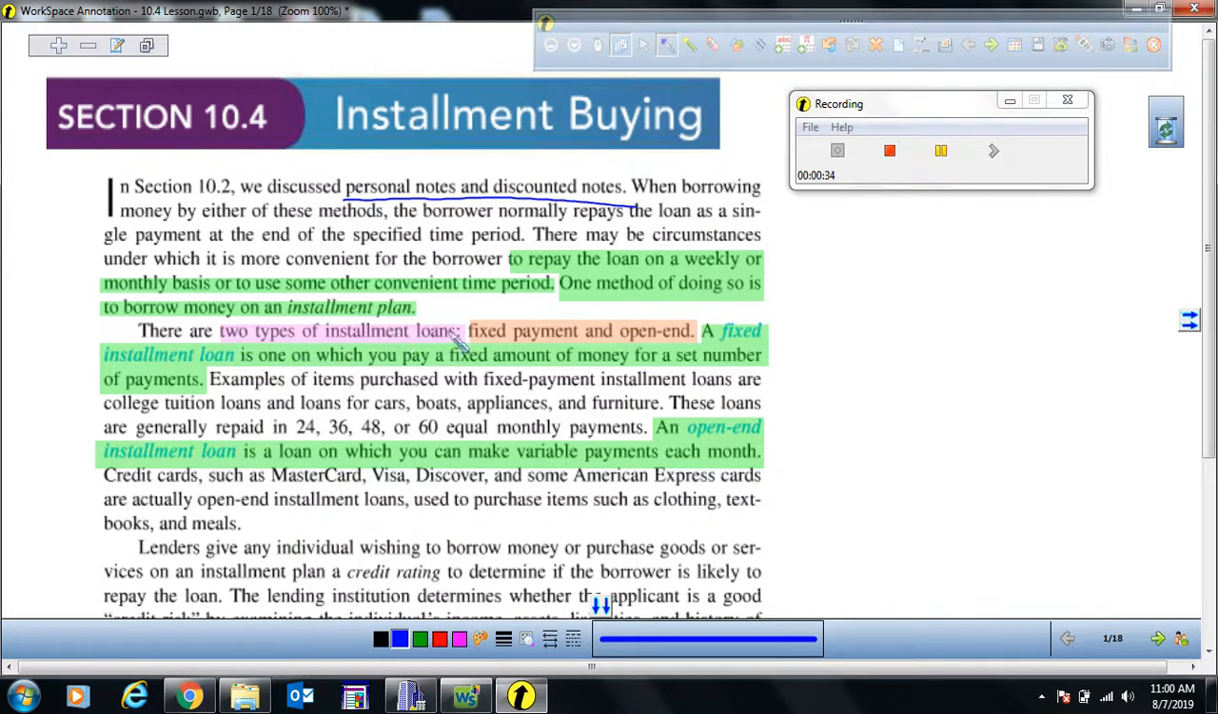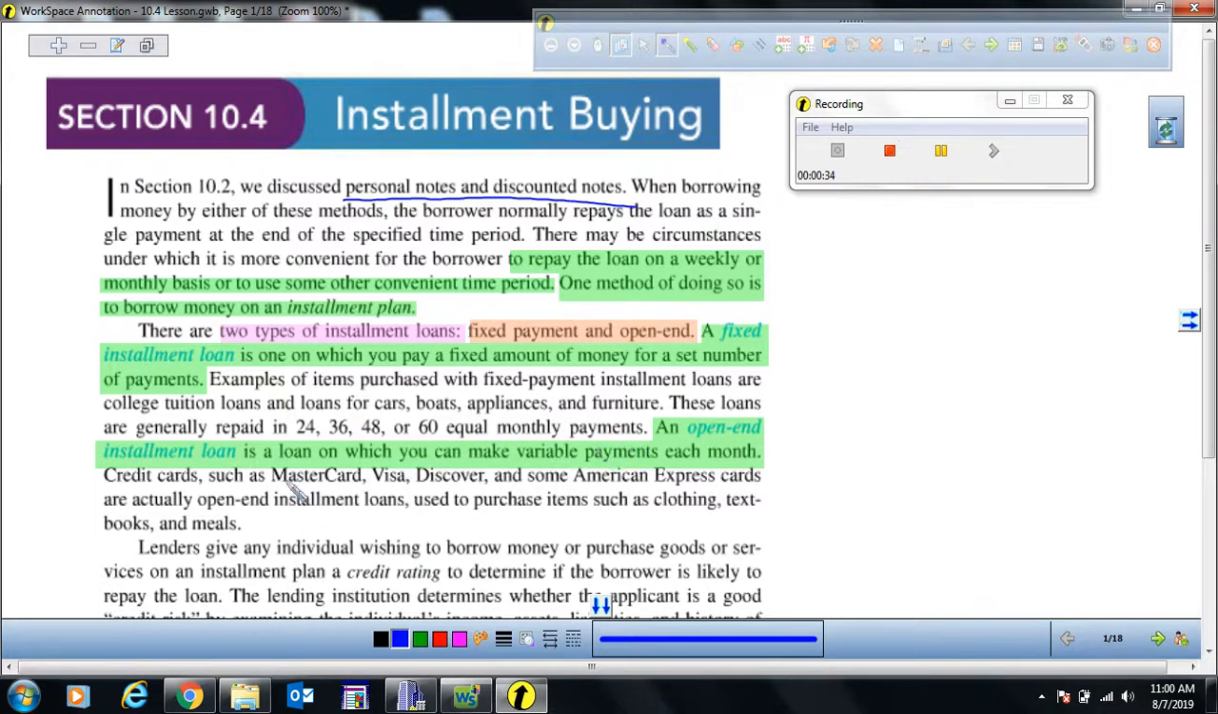There are two types of installment loans: fixed payment and open end. Basically, I'm just reading along from everything that I have highlighted. A fixed installment loan is one on which you pay a fixed amount of money for a set number of payments. Examples of items that can be purchased with fixed payment installment loans are college tuition loans, loans for cars, boats, appliances, and furniture. There may be other things, but these are some examples that the textbook mentions. These loans are generally repaid in 24, 36, 48, or 60 equal monthly payments.